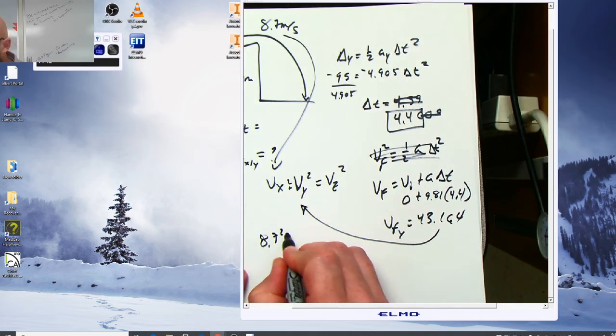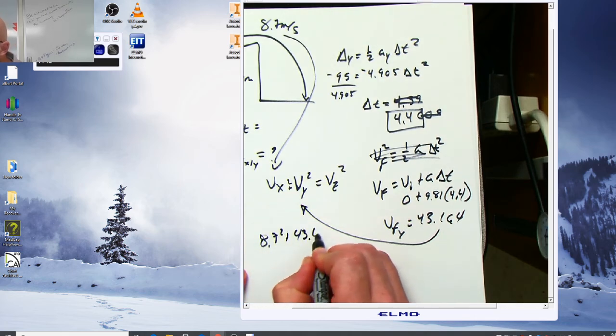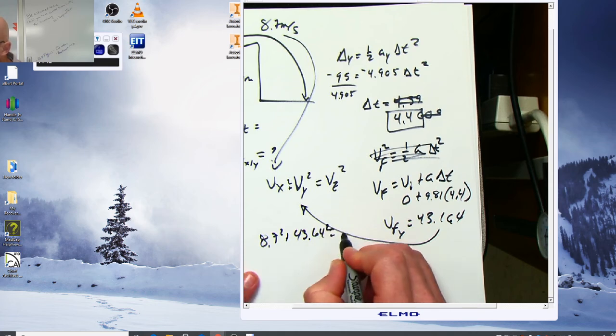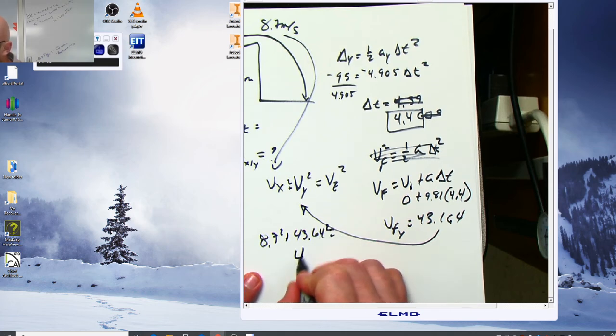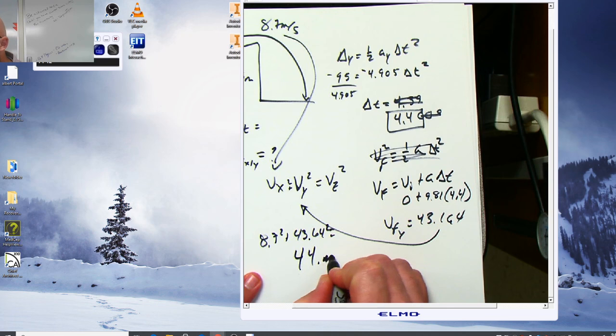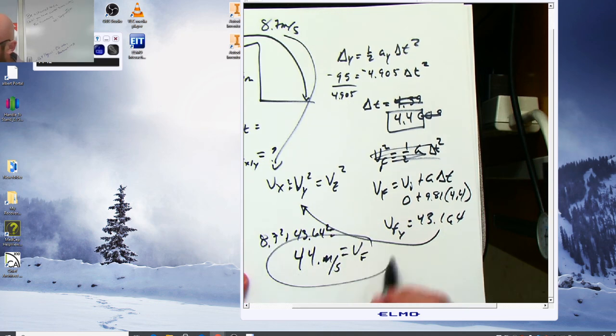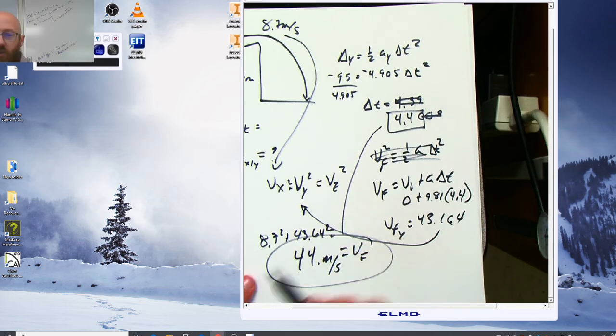8.7 squared plus 43.164 squared equals a velocity of 44 meters per second. So there's your two answers. I think a lot of people just stopped at the 43. So I'll go ahead and put that in, 4.4, and then 44, one decimal place.